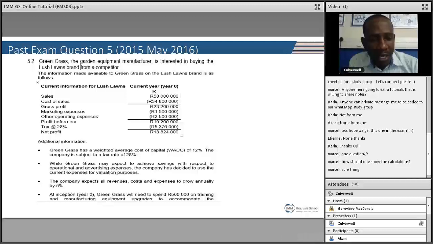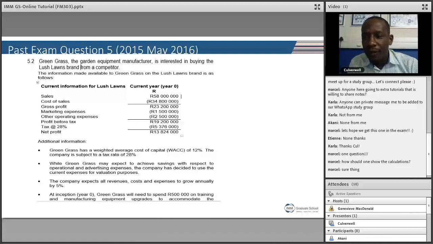It says, additional information, Greengrass has a weighted average cost of capital, which is WACC, of 12%. The company is subject to a tax rate of 28%. The question will always make a reference to WACC because we are going to use the WACC when we're going to calculate what you call terminal value.